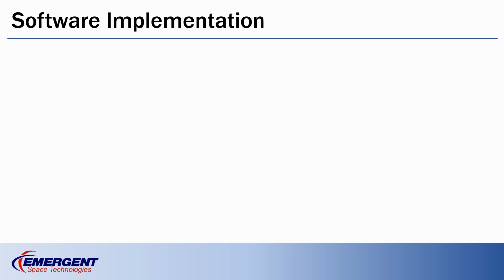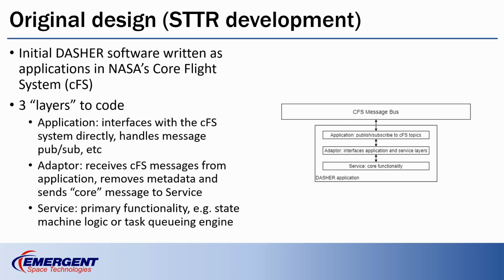So that's all I have to say for now about core software functionality. I'd like to move on now to talk about how we've implemented the apps originally as CFS apps, and then what we're currently working on as part of ongoing development. For the STTR, the DASHER applications were written in NASA's core flight system. We used a three-layer structure to try to isolate the core functionality away from CFS-specific code. To do that, we have these application, adapter, and service layers for every app.